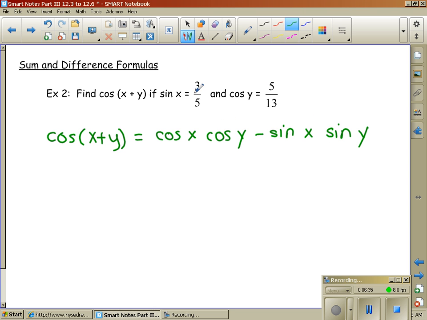So from here, you're going to make a triangle. Sine x equals 3/5. So go and make a right triangle. Call your angle x. Sine is opposite over hypotenuse. So you're just filling it in. Opposite over hypotenuse. Now we're going to make a y triangle.